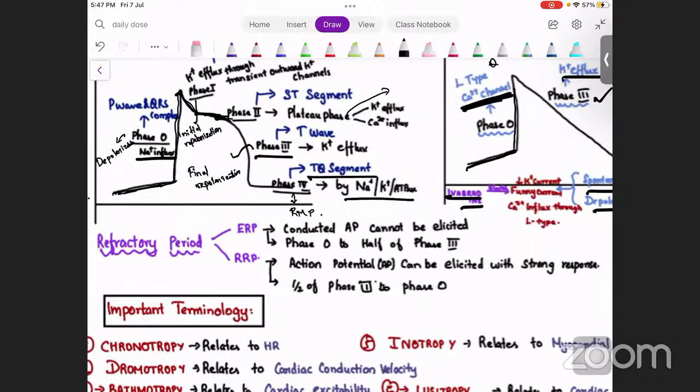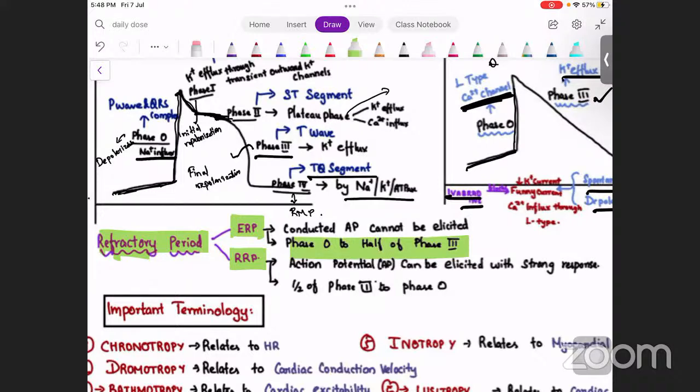Now, there are two types of things you have to know in the case of your action potential. One is your refractory period. It is classified into two types, effective and relative. Effective refractory period means whenever the conducted action potential is happening, no further stimulus can be elicited. So a conducted action potential cannot be elicited when a previous one is running. Phase 0 to half of phase 3 is so called the effective refractory period, people.